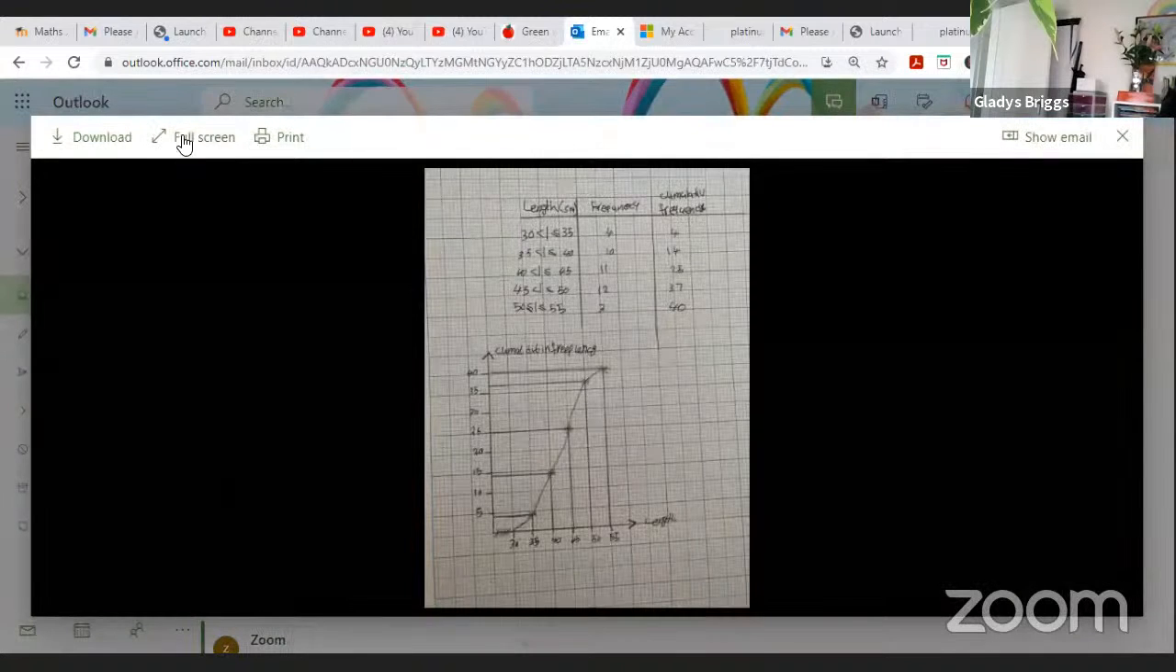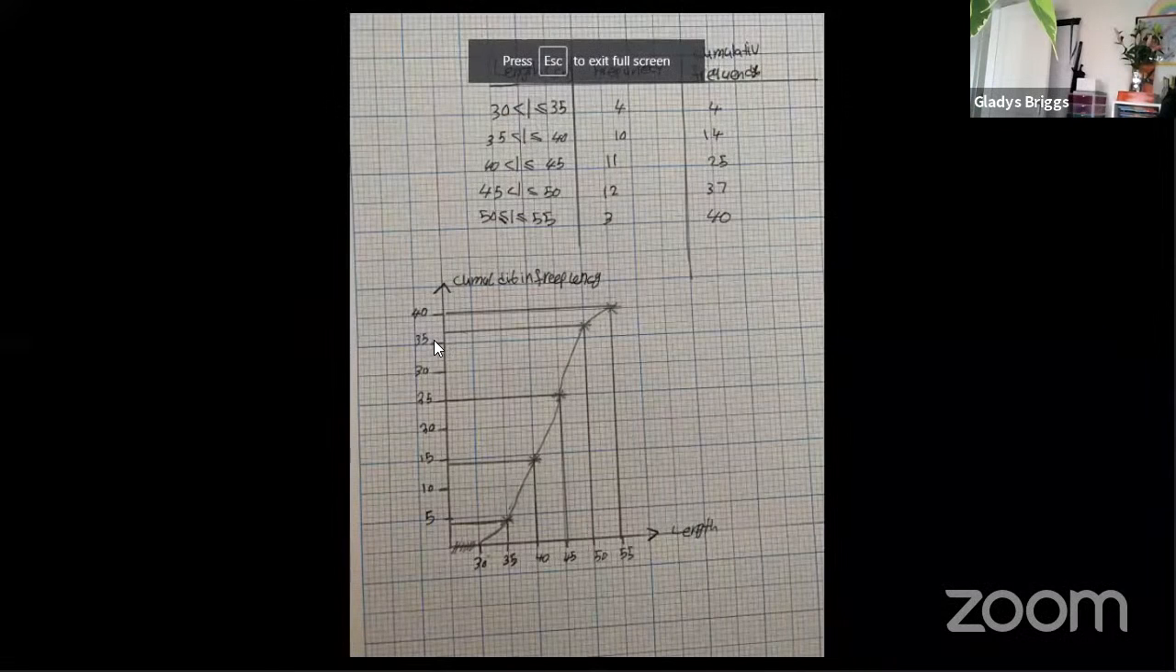Okay. Well done, Maha. Let's have a look at yours. I like your graph. I like the shape of your graph. I like you use your squiggly lines here. 5, 10, 15, 20, 25, 30, 35, 40. Well done. I can see how you join them all up. Yeah, I can see your graph is perfect.